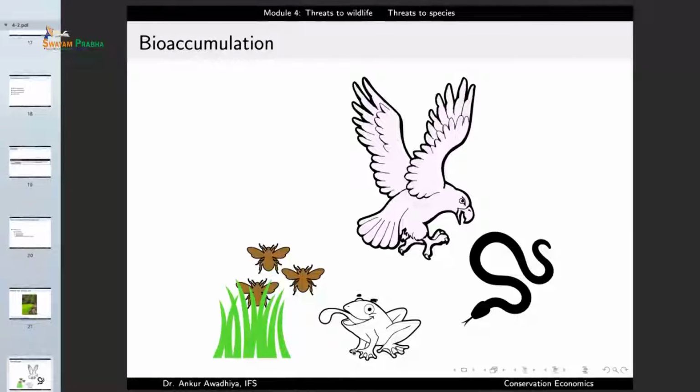Then a snake eats a large number of frogs, and so the pesticides from the bodies of a large number of frogs will get accumulated in the body of the snake. And as we move up the food chain, we will find that the concentration of pesticides goes up and up. This is known as biomagnification. So there is bioaccumulation in the bodies, and this accumulation goes on increasing as we move up the food chain, and this is known as biomagnification.